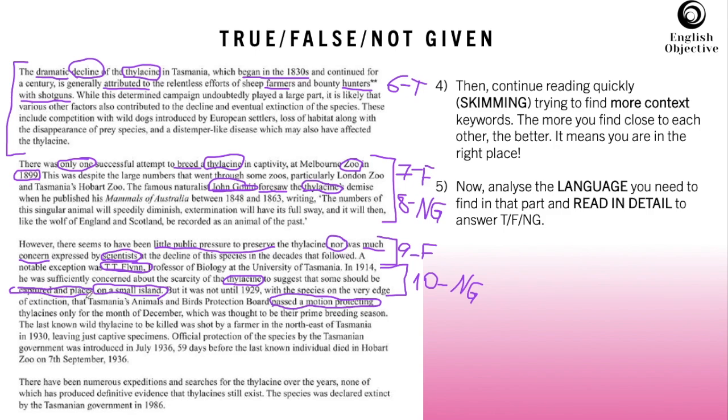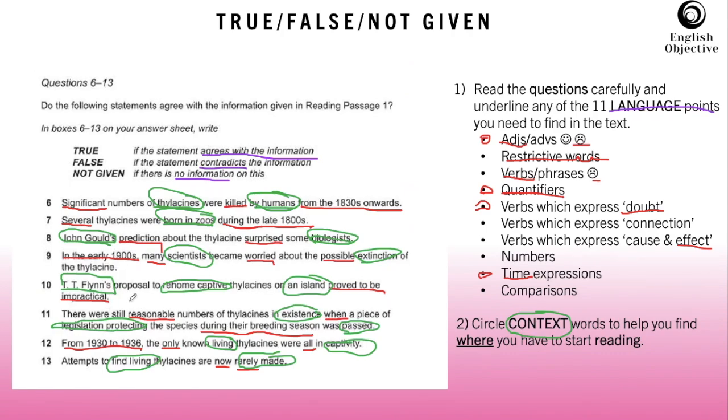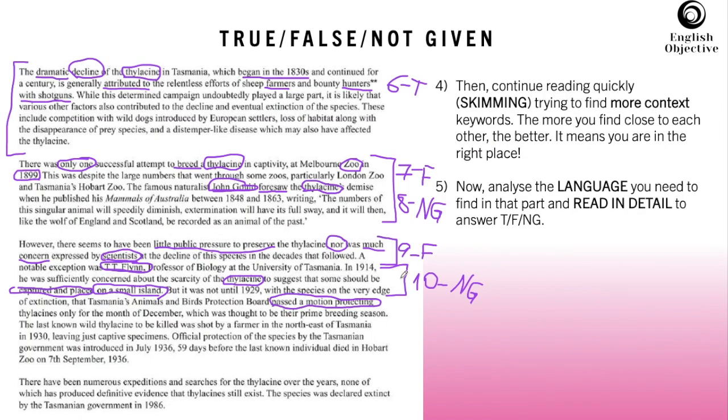It doesn't matter that I found all my context keywords. Remember that my context keywords are just to prove I'm in the right place. I'm reading the right passage, the right section. But the fact that I'm finding my context keywords doesn't give me the answer. My answer is always based on my language points. So, therefore, I can't find it. It's not given.